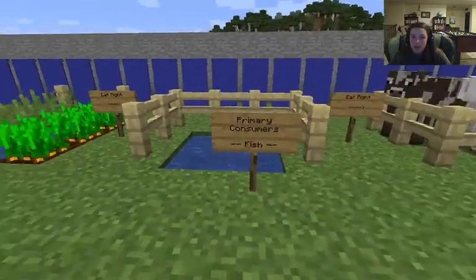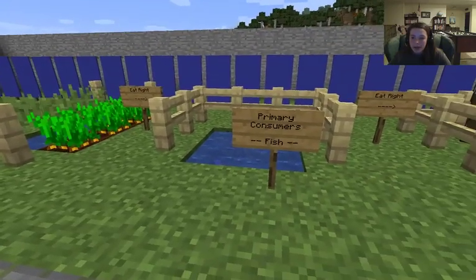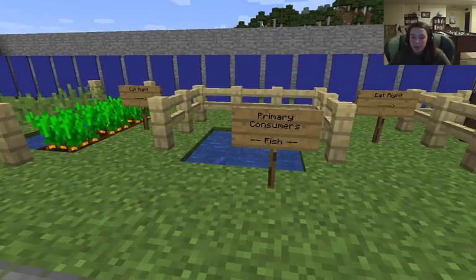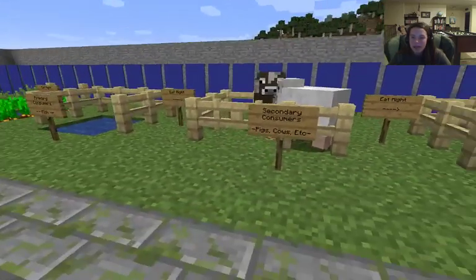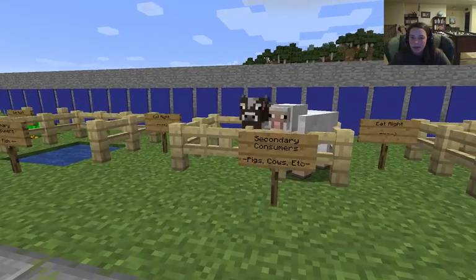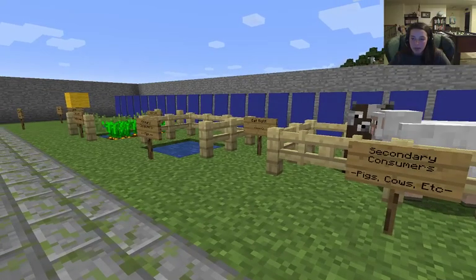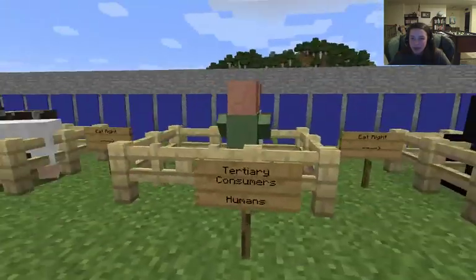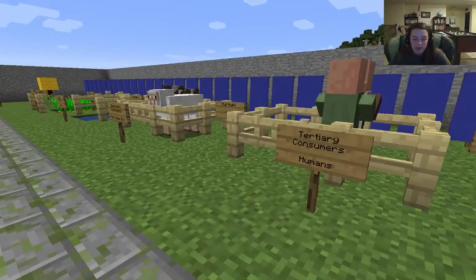Then to the right, we have primary consumers, which eat producers. So my example for a primary consumer would be a fish. Then we have our secondary consumers, which are pigs, cows, bears, other things like that. And they eat our primary consumers. Then at the very end, we have tertiary consumers, which is like top of the food chain.